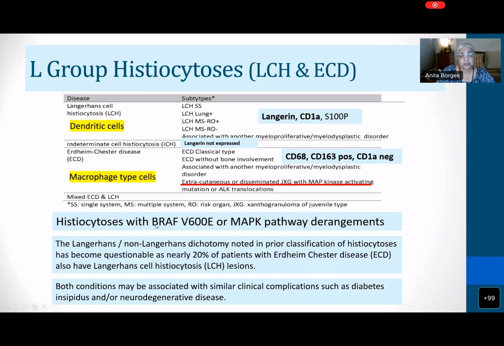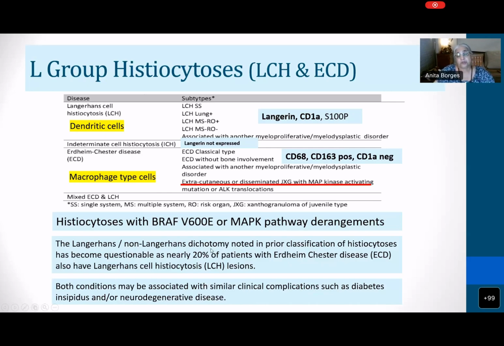All right, histiocytoses with the BRAF V600E or MAP kinase pathway derangements, both of them have this. At least 20% of patients with Erdheim-Chester disease also have Langerhans cell histiocytosis. So it's not just a coincidence that once in a while you get the two things occurring together. And both conditions may be associated with similar clinical complications such as diabetes insipidus or neurodegenerative disease.